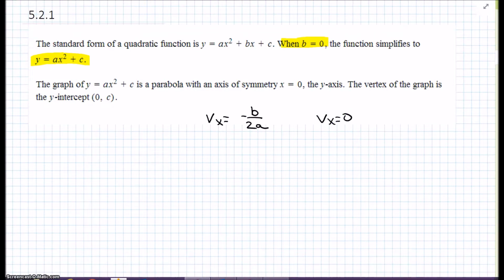With that being said, the graph of y equals ax squared plus c is the parabola with an axis of symmetry of x equals 0. We just proved that. The y-axis. The vertex of the graph is the y-intercept, 0, c. So the c value is our y-intercept in a parabola.